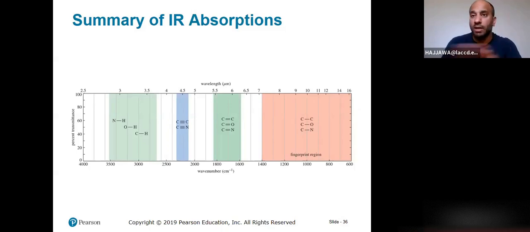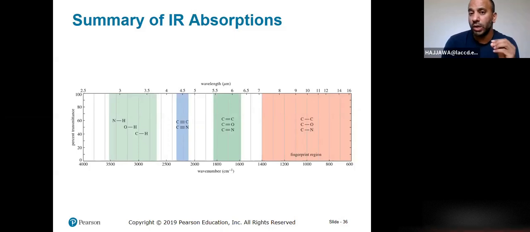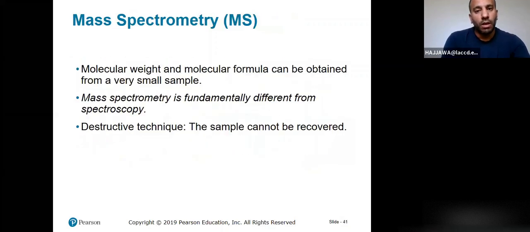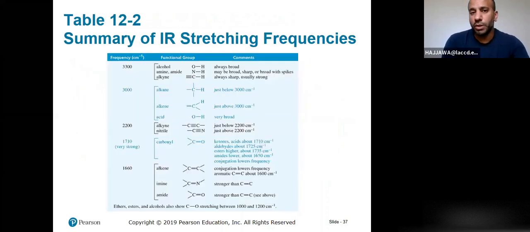So IR does not tell me connectivity. It only tells me what functional groups we have. In order for me to figure out whether I have an alkene or an alcohol, I'm going to have to basically run NMR. So that's the tool that we're going to use to tell connectivity. All right, and that will be it for chapter 12.